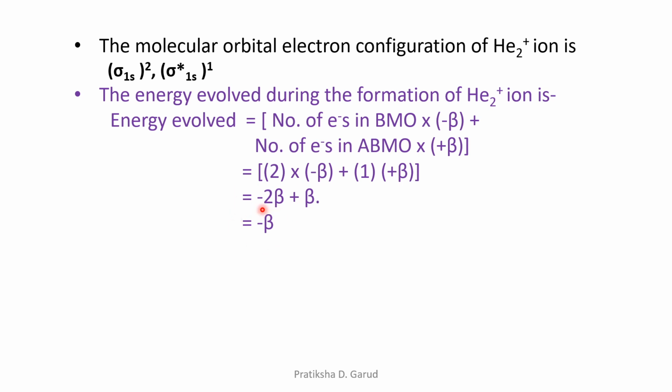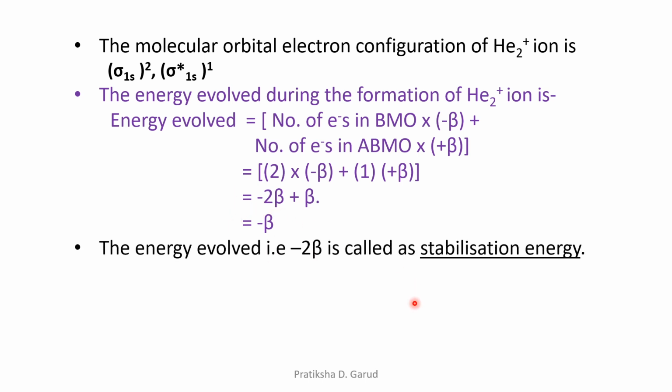This minus beta value is called the stabilization energy. Now instead of minus 2 beta, here we have minus beta. This minus beta is called the stabilization energy.